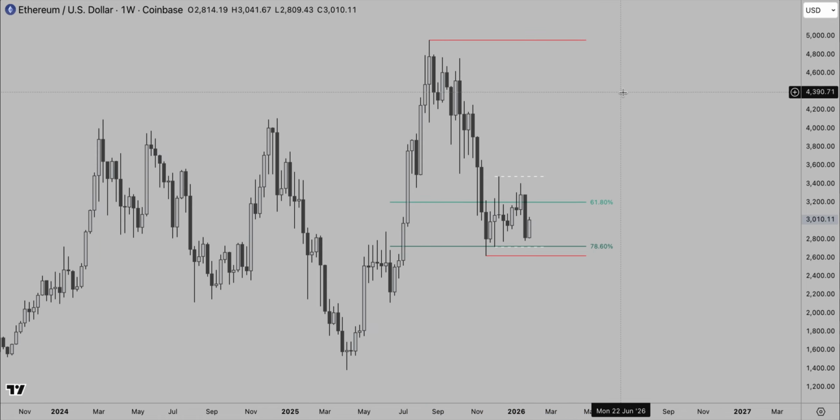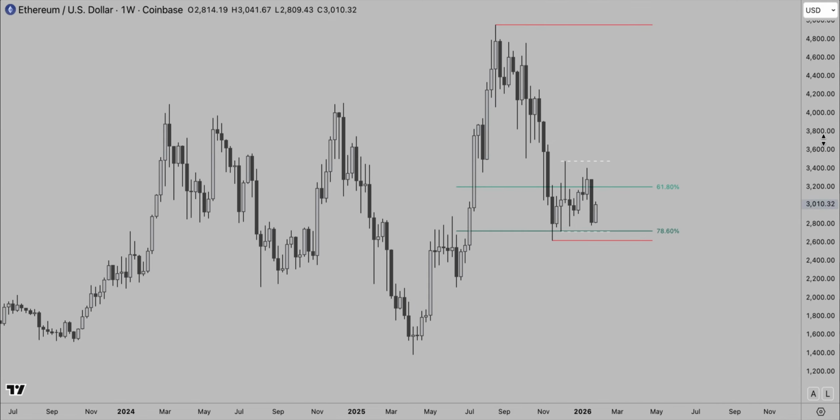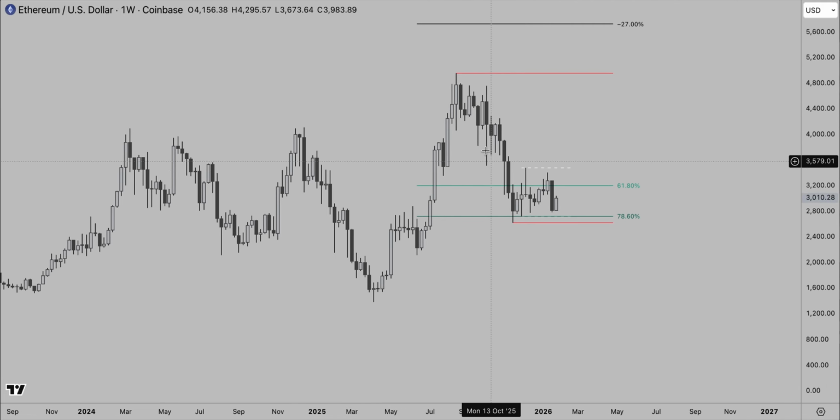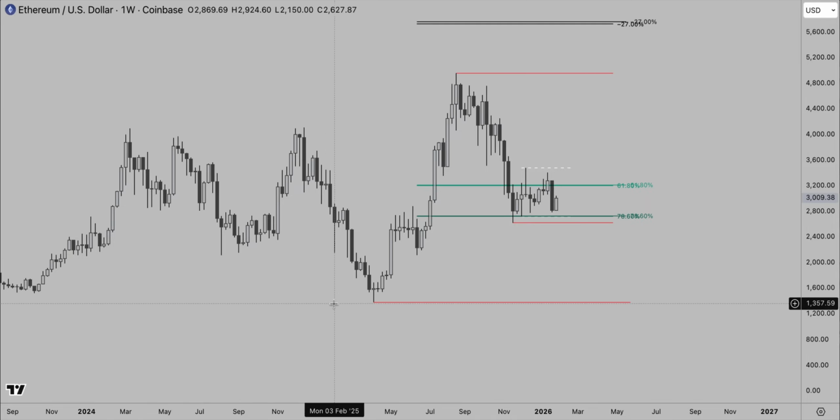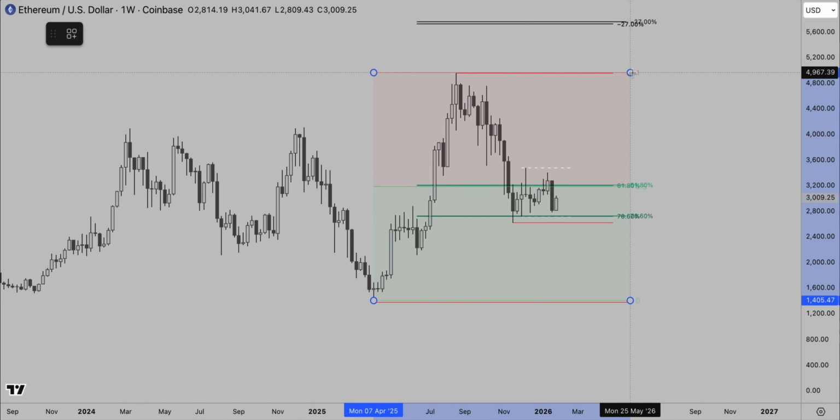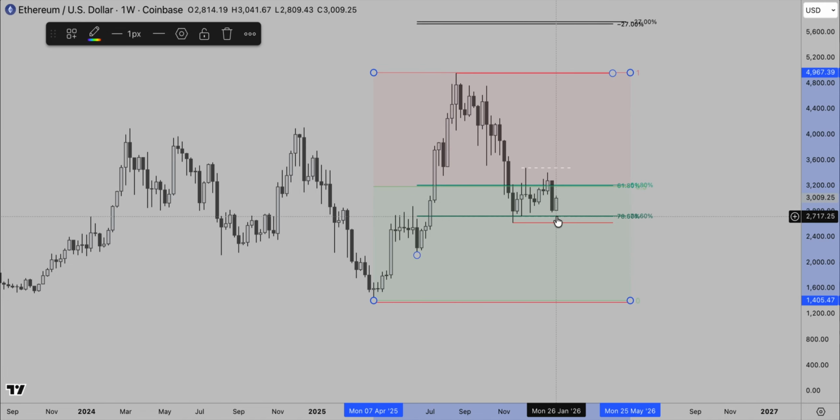Now, last but not least, on Ethereum, looking at what I can see on Ethereum is, as I say to you, if I put in this dealing range, so this is the dealing range that we are in right now, the lows to the highs. We're in the discount side, we should be looking for longs.